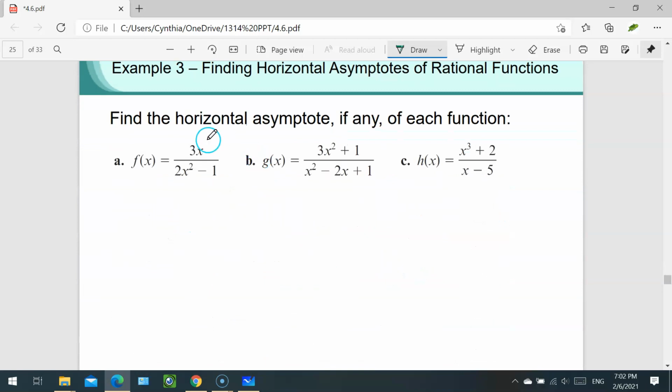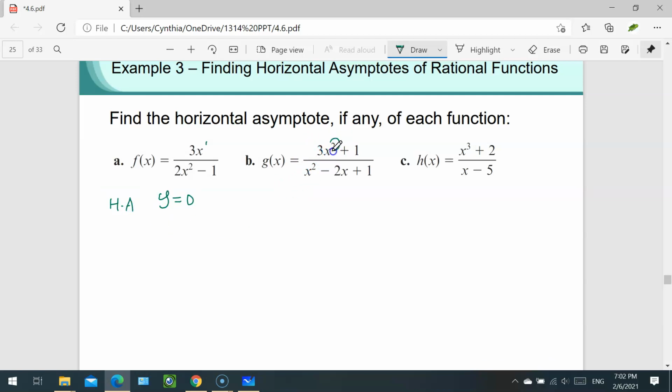We do the practice of this one. Finding the horizontal asymptote, if any. So we compare the highest degree power on the top, which is 1. The highest degree power on the bottom is 2. So since 1 is less than 2, your horizontal asymptote is at y equals 0.